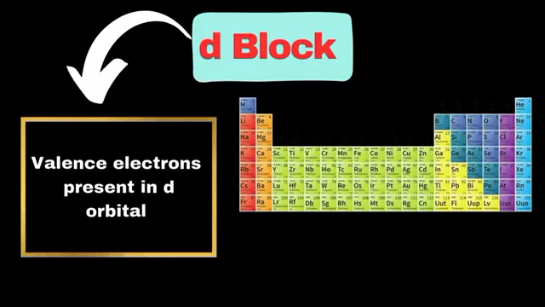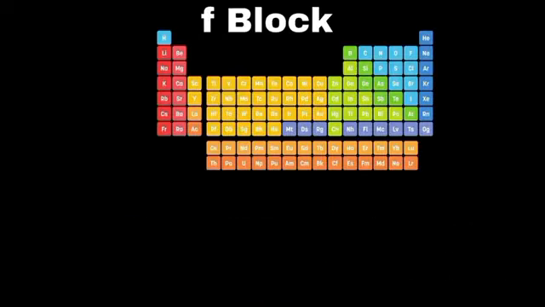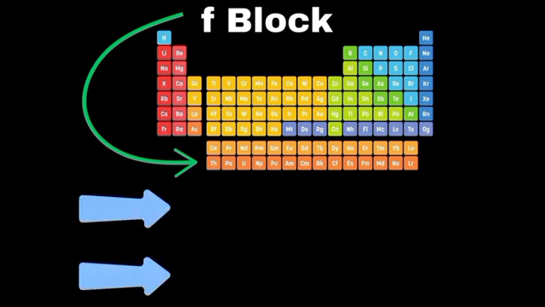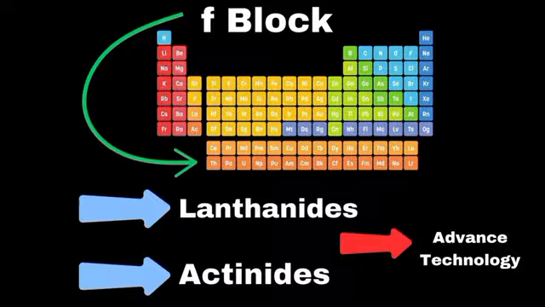Those elements whose valence electrons are present in D orbital are called D block elements, and they are located between S and P block elements. D block elements are also known as transition elements because their properties are in transition between S and P block elements. Finally, the F block found below the main table includes the lanthanides and actinides, which are rare earth elements often used in advanced technologies.